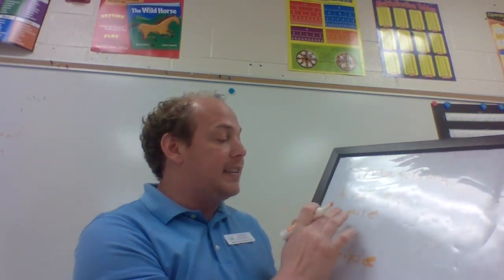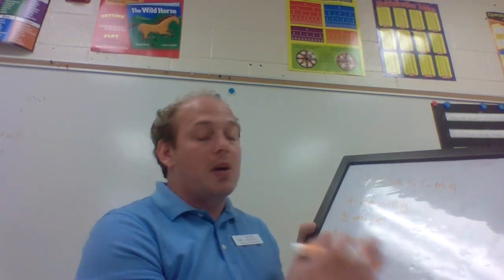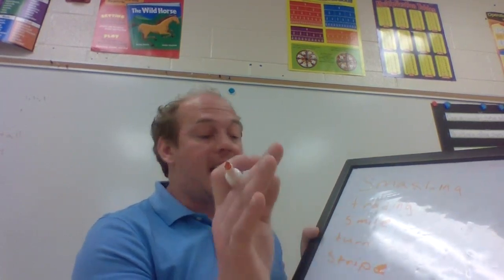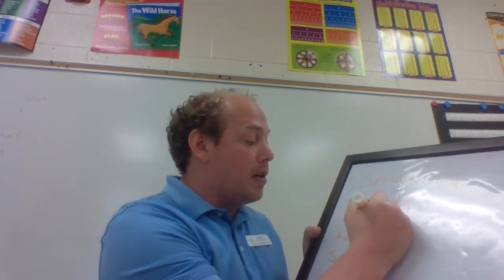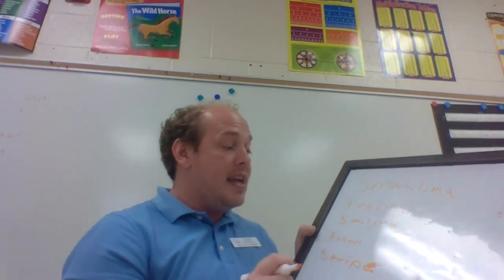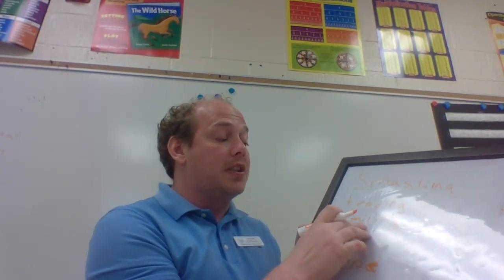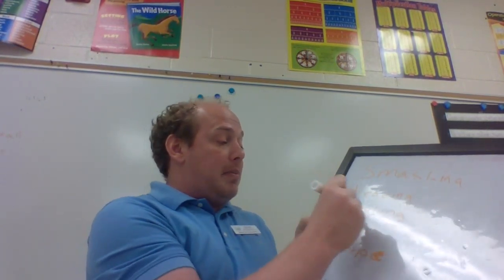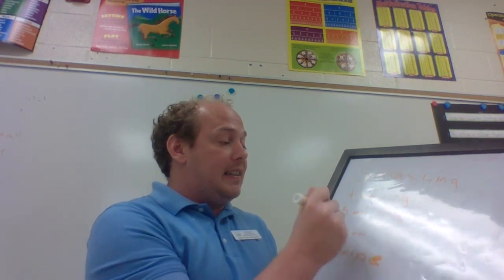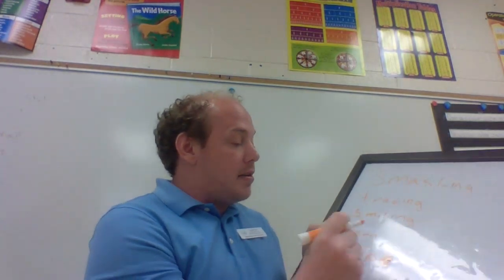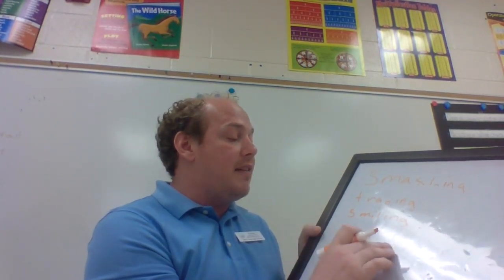So trading. Now, smile ends in an E, which is a vowel. So what are we going to do, guys? Exactly, we're going to take the E off, and we're going to put I-N-G. Now, we're not going to double the L. We're just going to leave the L as one L. Smiling. Good.